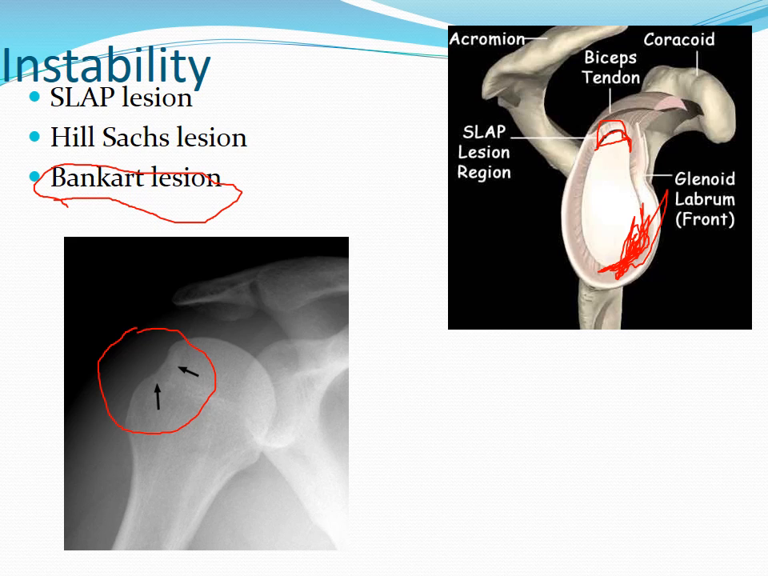And you can have a Bankart in which you tear the labrum, or you can have a bony Bankart in which you tear the labrum and also affect some of the bony glenoid as well. So one that affects the inner part too.